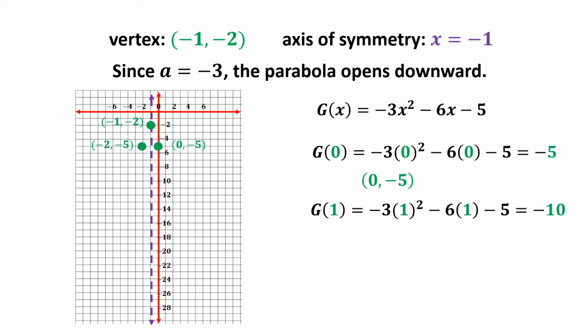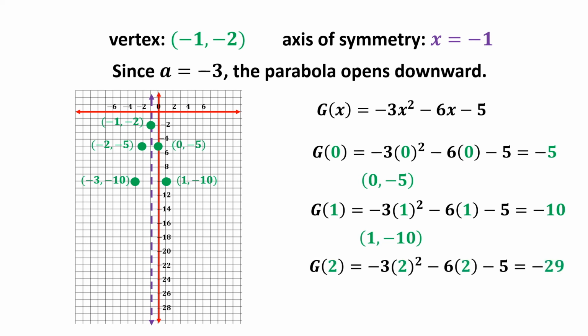Now find g of 1 by substituting 1 to x in g of x. G of 1 is negative 10 and the point 1, negative 10 is a point of the parabola. Reflect this point on the other side of the axis of symmetry. Its reflection is the point negative 3, negative 10.